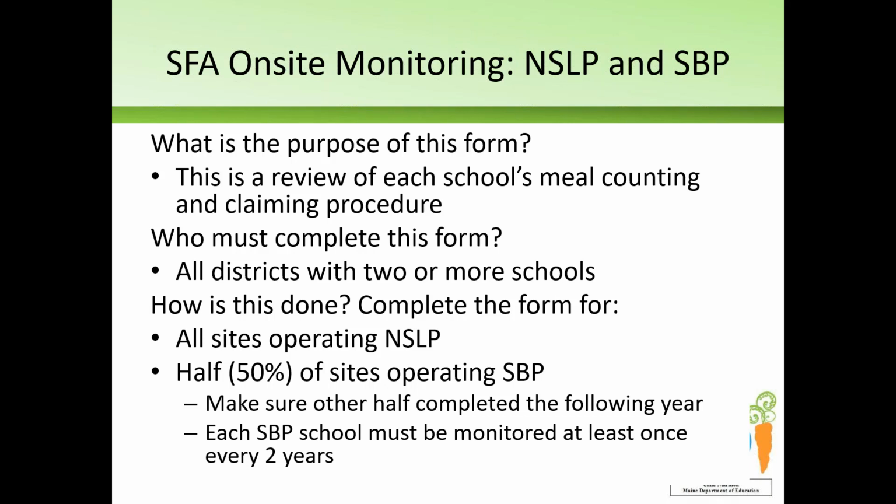But of course, you would still want to make sure that you're monitoring your claiming and meal counting process to make sure that program integrity is being upheld. How is the form completed? You want to make sure that you complete the form for all sites operating the National School Lunch Program, and then half of the sites operating the School Breakfast Program. You want to make sure that the other half is completed the following year so you can meet the requirement that each School Breakfast Program school is monitored at least once every 2 years.